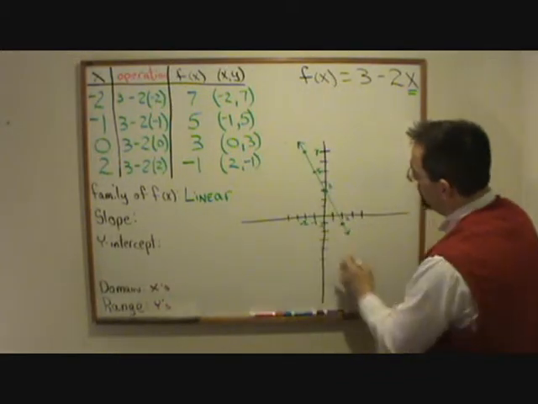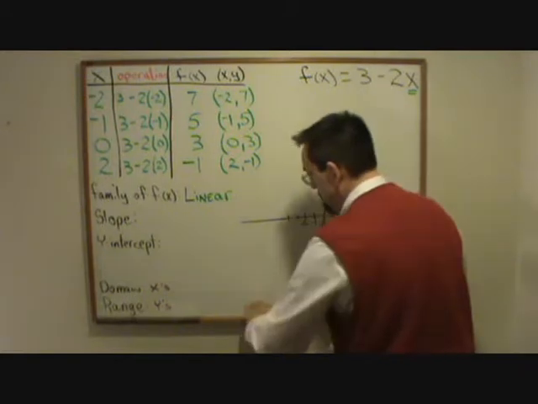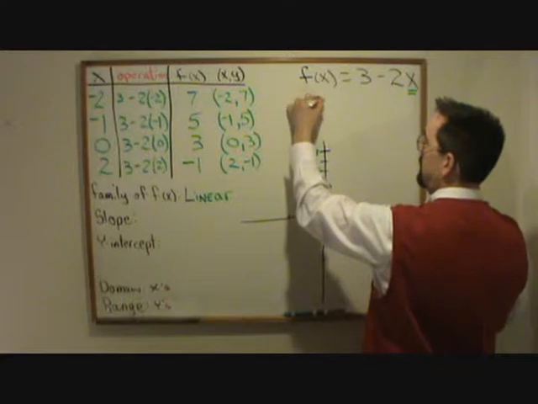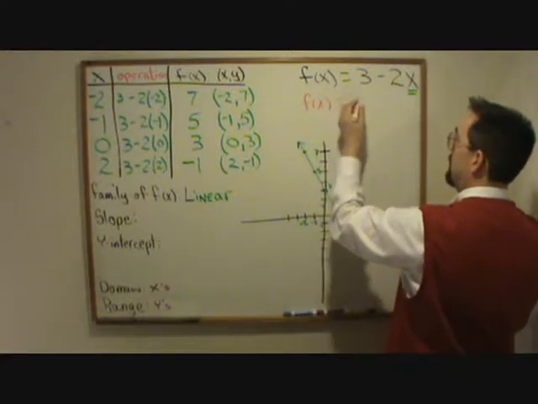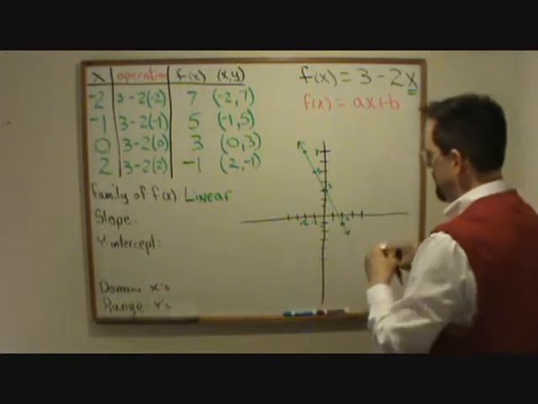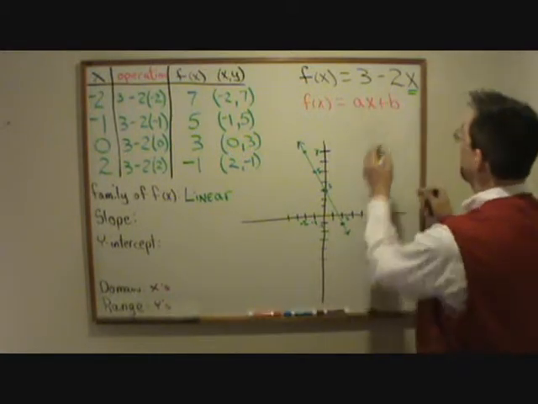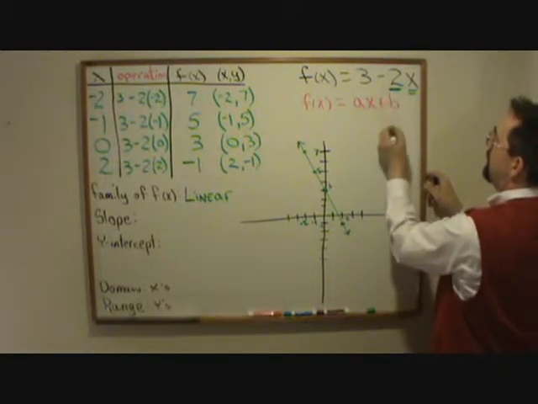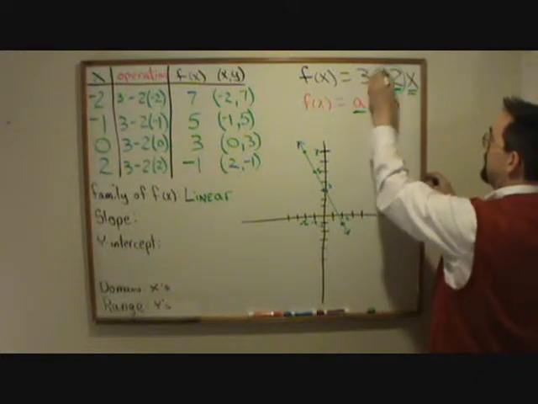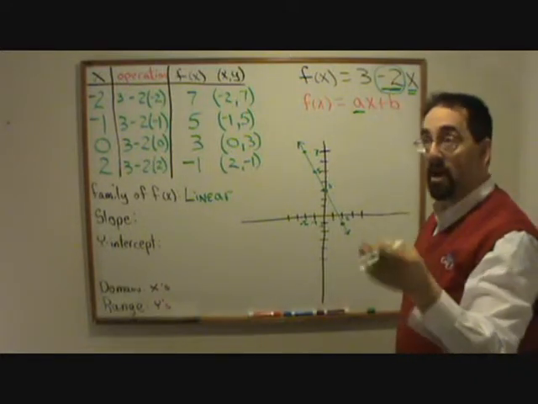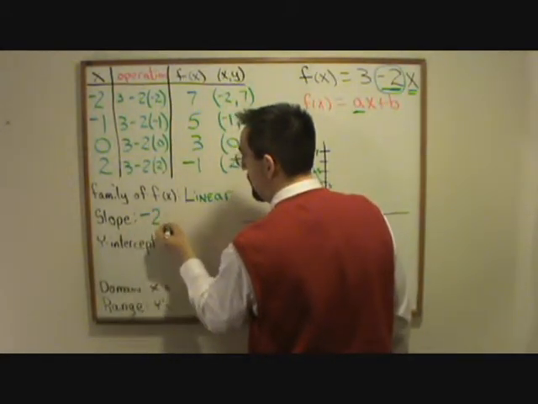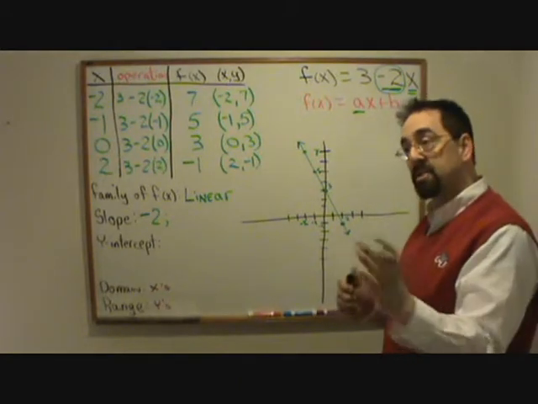Slope. If we think back to the slope-intercept form of a function, ax plus b, we can actually answer this by reading it. The a value, and in this case, you have to make sure that we keep that sign, minus 2. Our slope, minus 2.